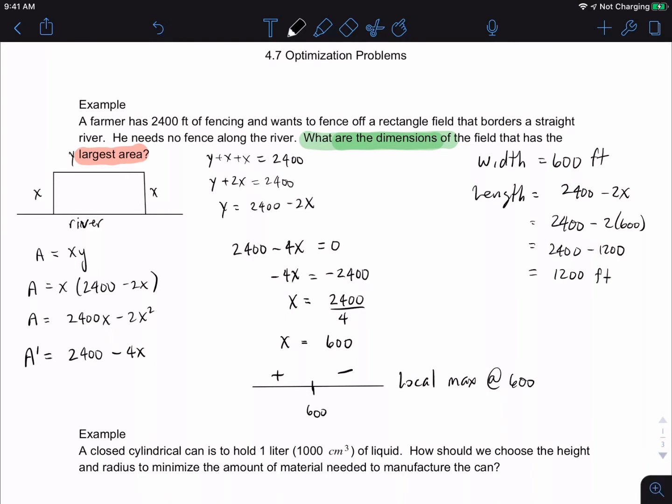So our dimensions are 600 feet in width and 1,200 feet in length. And the reason it's optimized is because we see from the derivative that we in fact do have a maximum. Are you guys okay with that for this first example?